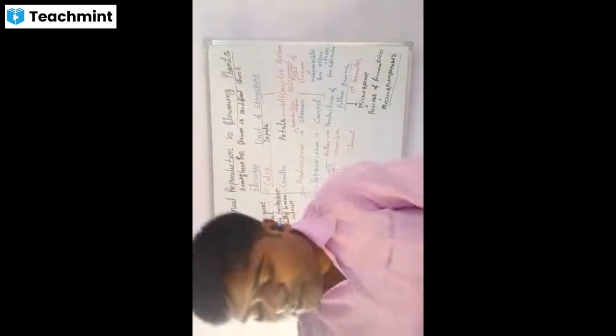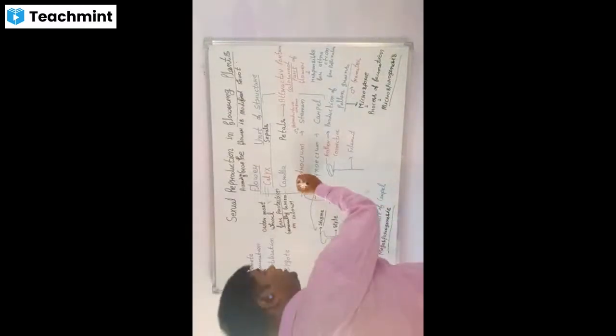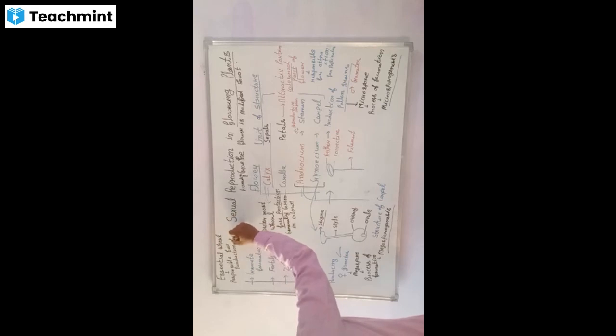Essential and non-essential whorls you also have to write. Here also, there are two words. Essential whorls are those which are responsible for the production of gametes. These are the two points you should also write. Essential whorl: responsible for production of gametes.